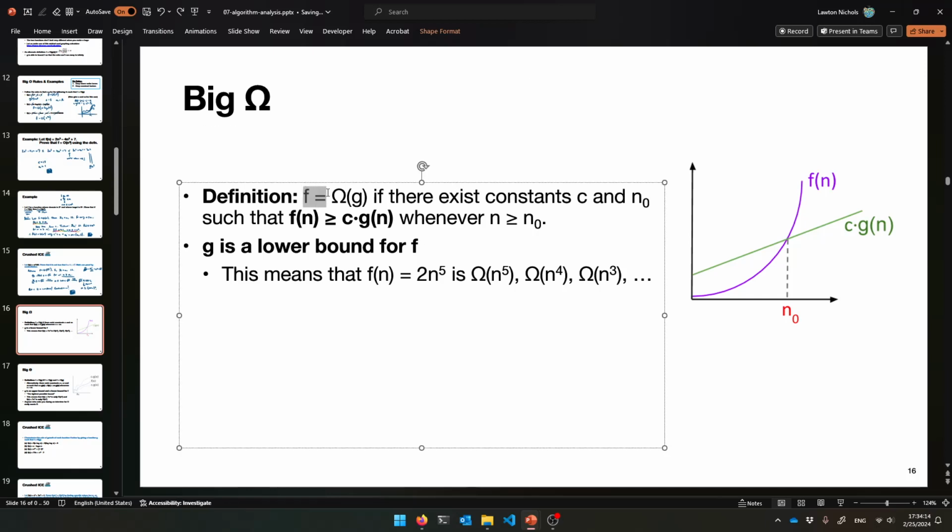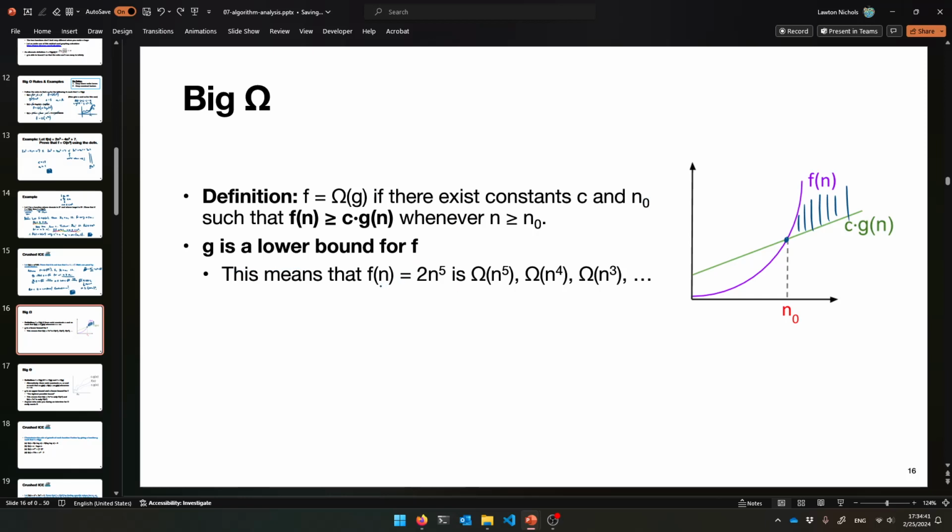This means lower bound. So we say that f is big omega of some function g if, again, there exists constant c and n naught, but this time f is winning. F gets to be bigger. C times g of n is bounding below f of n. See that? Whenever n is bigger than n naught. So g is a lower bound. So it might be bigger at the start, but after some n naught, your constant times g of n is always below f of n. See that? It's a lower bound for f.